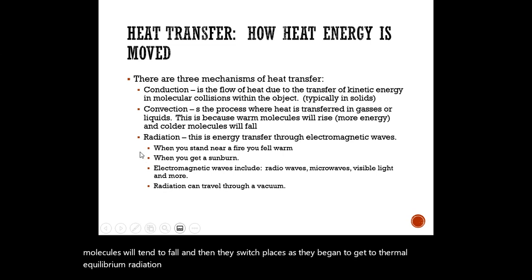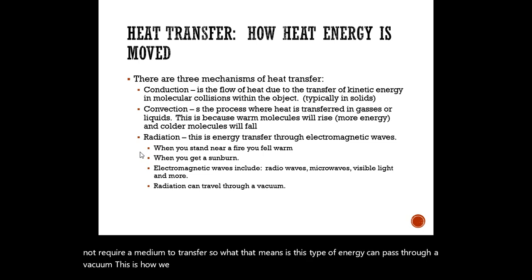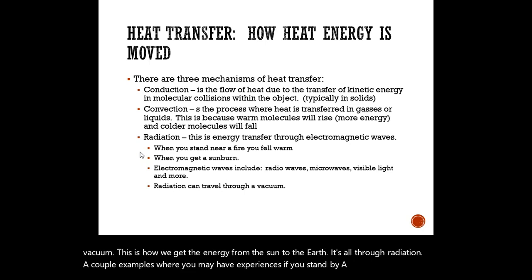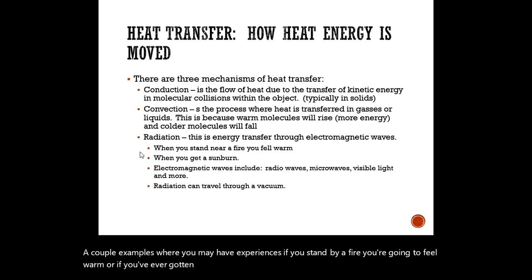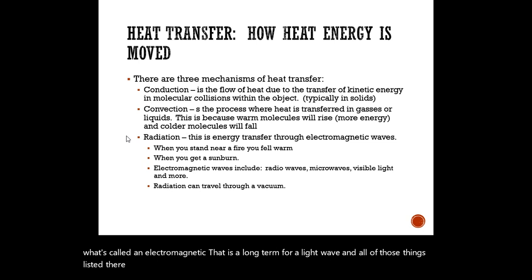Radiation is another type of energy transfer. The important thing about this is it does not require a medium to transfer. So what that means is this type of energy can pass through a vacuum. This is how we get the energy from the sun to the earth. It's all through radiation. A couple examples where you may have experienced this: if you stand by a fire, you're going to feel warm, or if you've ever gotten a sunburn. Those are heat transfers through radiation, and they're through what's called an electromagnetic wave. That is a long term for a light wave, and all of those things listed there are different types of light waves.